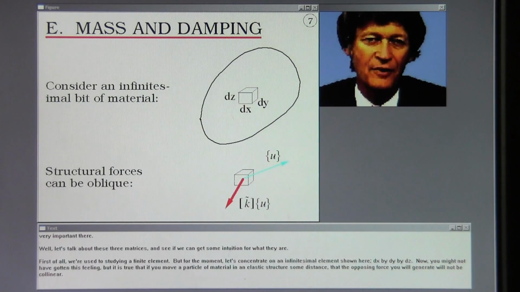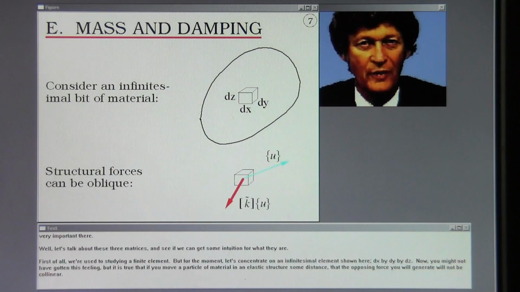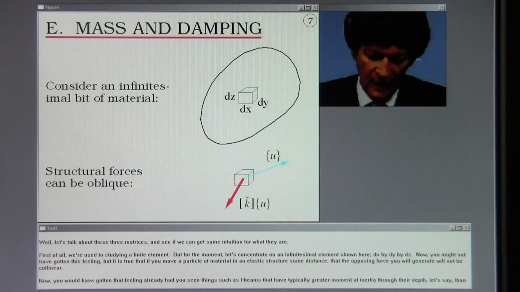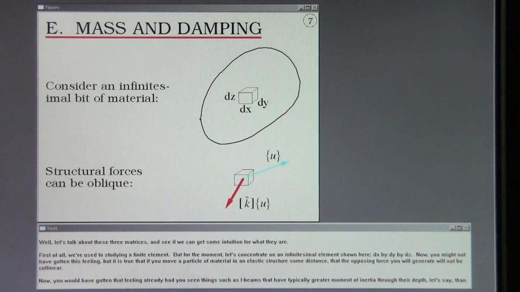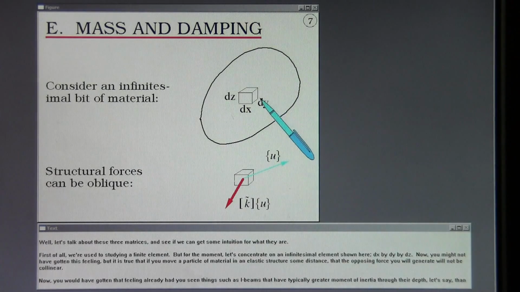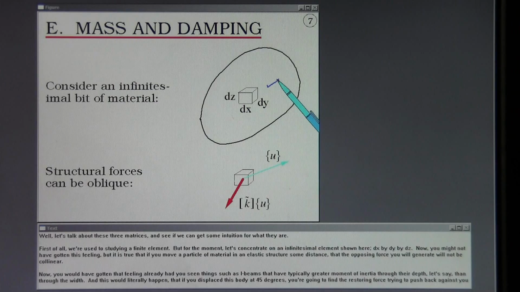Well, let's talk about these three matrices and see if we can get some intuition for what they are. First of all, we're used to studying a finite element, but for the moment, let's concentrate on an infinitesimal element shown here, dx by dy by dz.